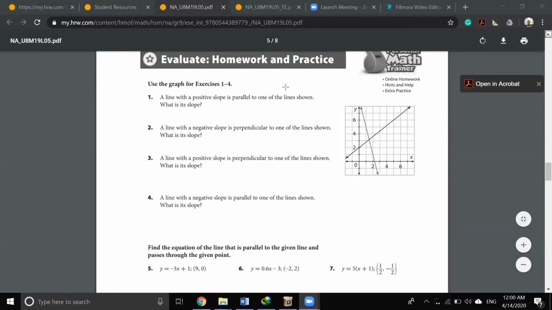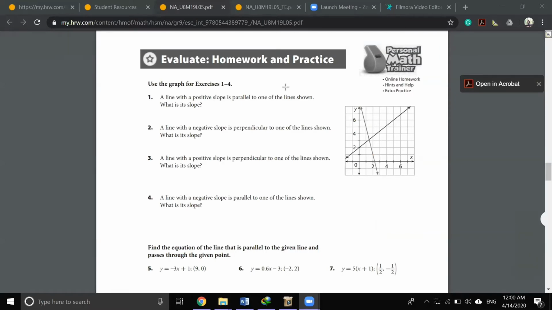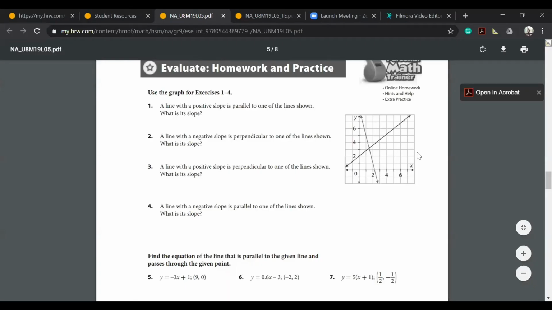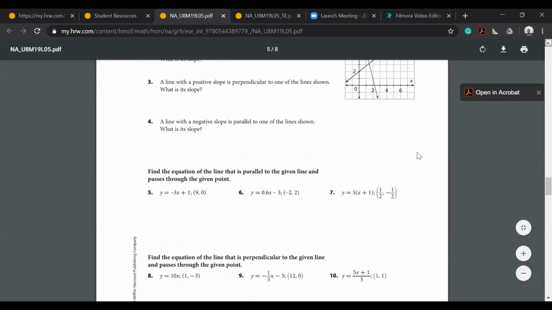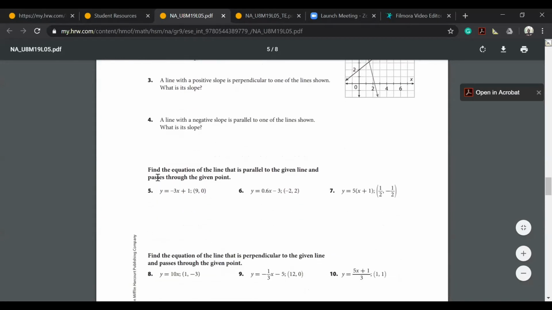Okay, let's go to the coming question. So we did number 1, number 3. Now we need to do number 5, which is very easy. Find the equation of the line that is parallel to the given line, parallel, so have the same slope and pass through this point. So the easiest thing that you can do, very easy.